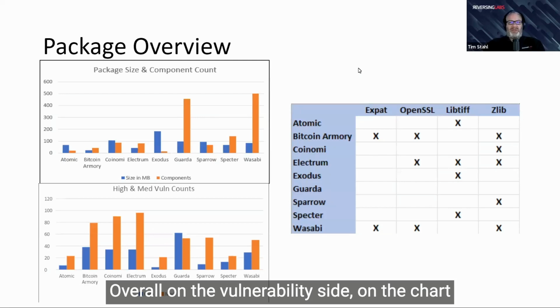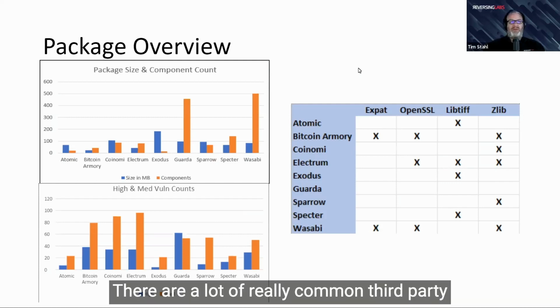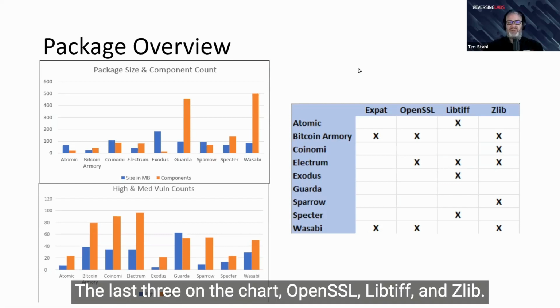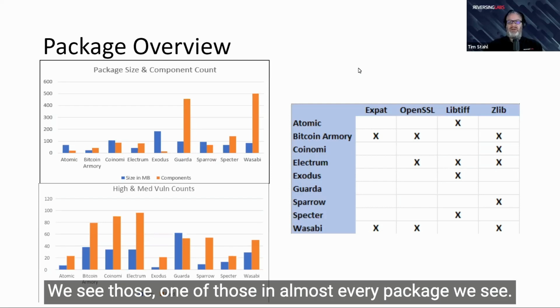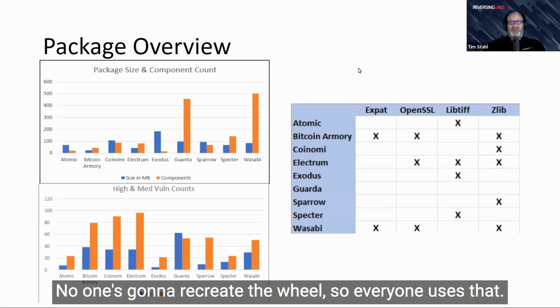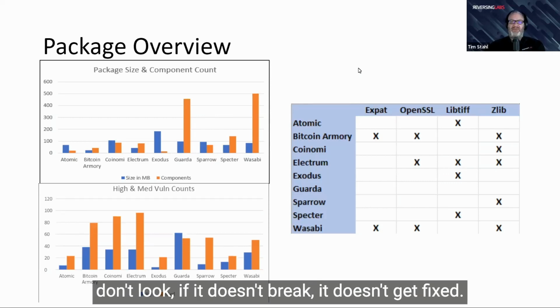Overall, on the vulnerability side, on the chart on the right, we can see third-party packages. There are a lot of really common third-party packages that you'll see across all software. The last 3 on the chart, OpenSSL, libtiff, and zlib, we see one of those in almost every package we see. The zlib is just one of those things that everyone uses. No one's going to recreate the wheel, so everyone uses that. But that's also one of those things that people don't look at.